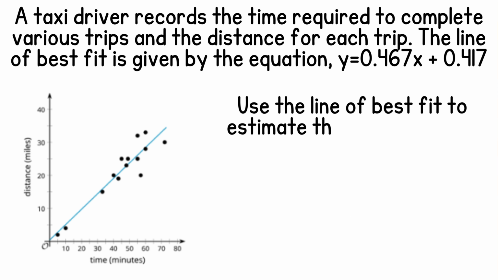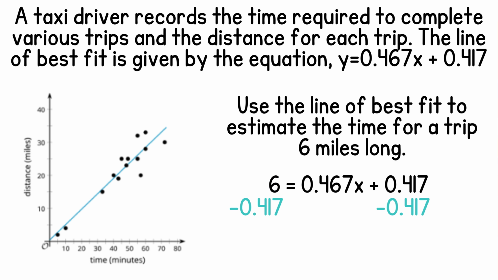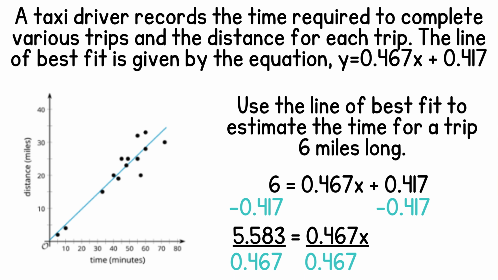Now let's use the line of best fit to estimate the time for a trip that's 6 miles long. So we'll take our equation again, and this time we'll replace y with 6, since the y variable represents the miles. So we'll solve for x to find out how long it took. We'll start by subtracting 0.417 from both sides. This gives us 5.583 is equal to 0.467x. Now we'll divide by our coefficient of x. This gives us a final answer of x equals 12. And when we plot the point (12, 6) on our graph, we can see that it lines up with the rest of our data, so this is accurate.